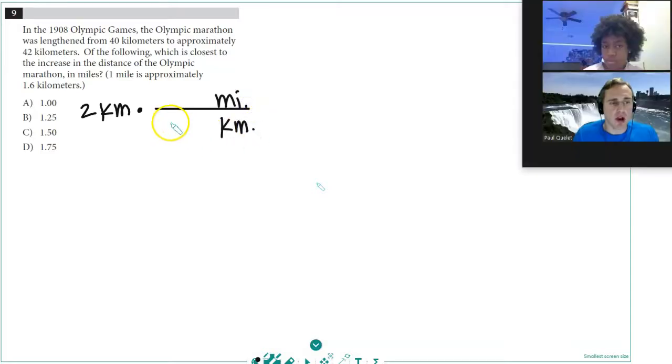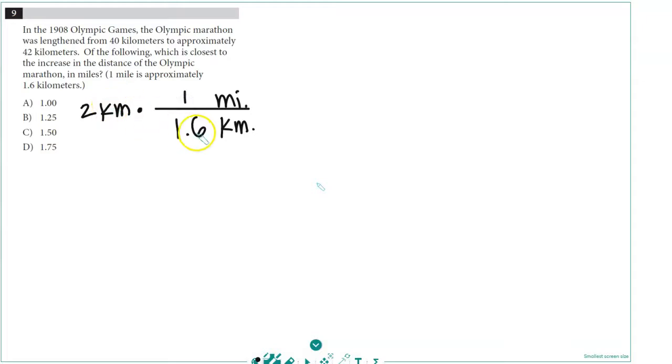Yeah, so we've got 2 kilometers, and then we should do times sign and a line, right? Because this is our conversion factor. And then we need to leave kilometers behind, and we need to go to miles. So how many kilometers are there in a mile? 1.6. So I think we should take 2 and divide by 1.6.